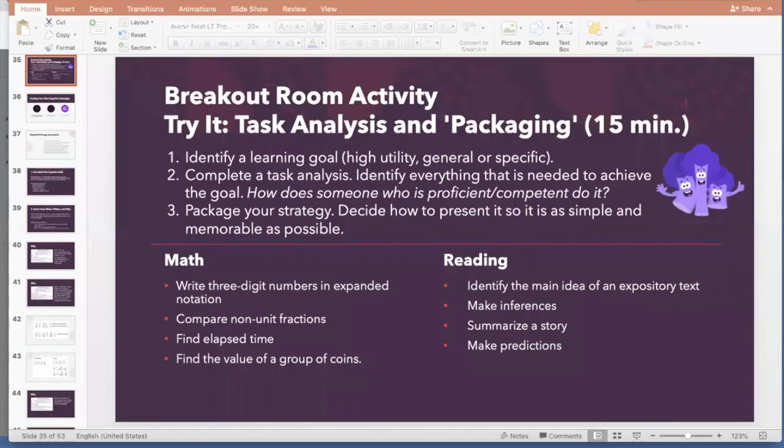All coming back from breakout rooms. I tried again to visit as many as I could, and again, heard really great conversations in breakout rooms about strategies that you're already using and that you talked through together.